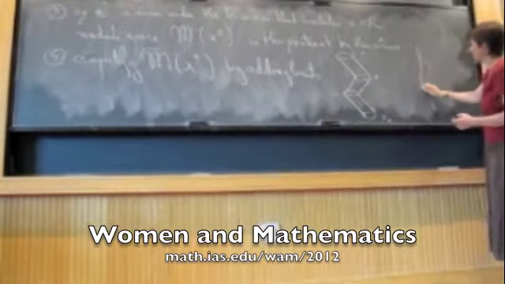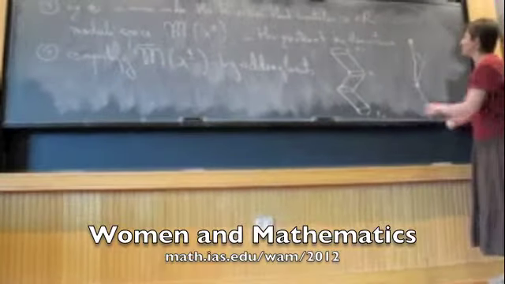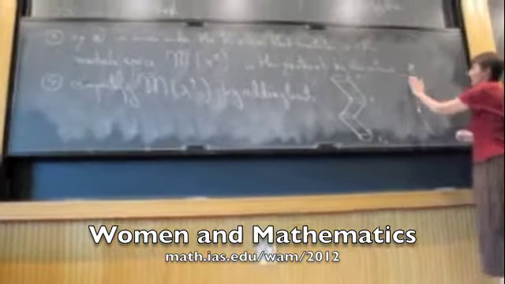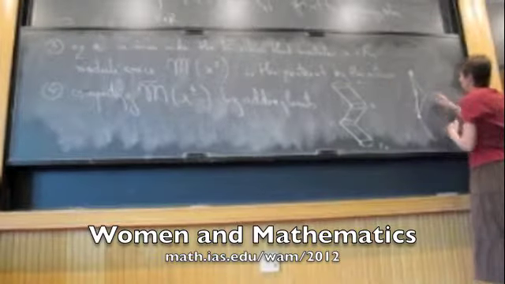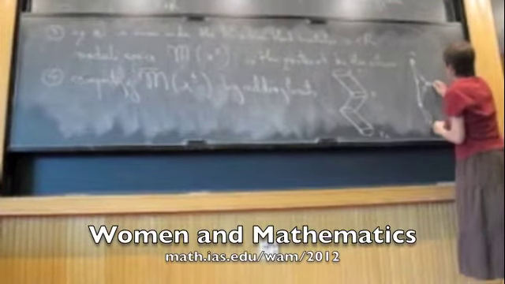This is an unbroken flow line, let's say it like that. This is a critical point, this is another critical point. And here's an unbroken flow line. In a one parameter family, this flow line could break and go through an intermediate critical point.